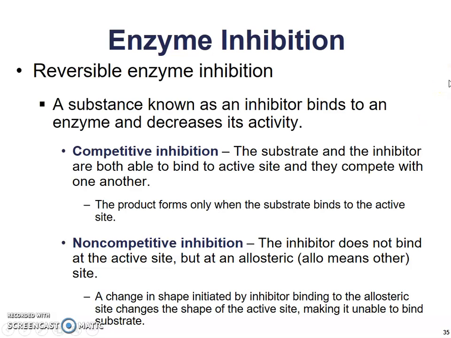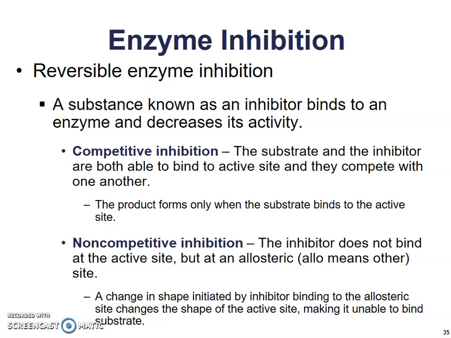Enzyme inhibition, reversible enzyme inhibition. A substance known as an inhibitor binds to the enzyme and decreases its activity. There are different kinds of inhibition. There's competitive, where the substrate and the inhibitor are both able to bind to the active site, and they compete with one another. The product forms only when the substrate binds to that active site.